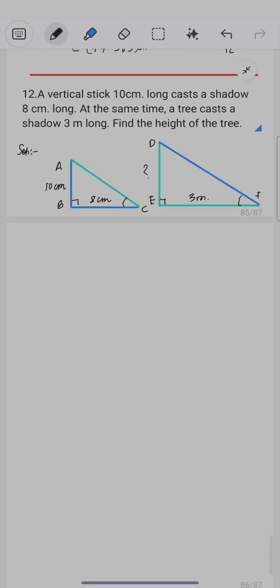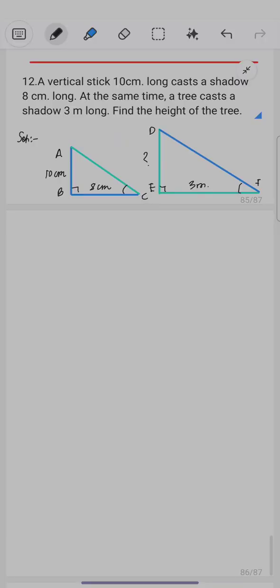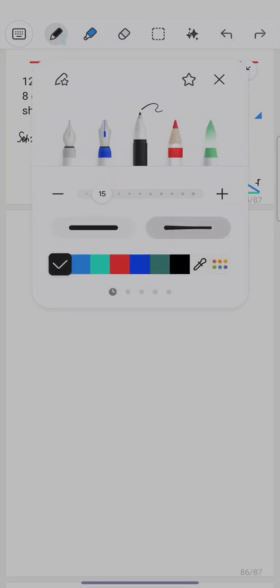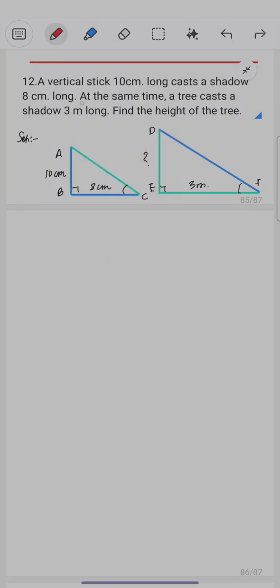Let us see the solution. This line in the question is very important: at the same time. Suppose the shadow forms the angle of elevation, so angle and angle F are equal.